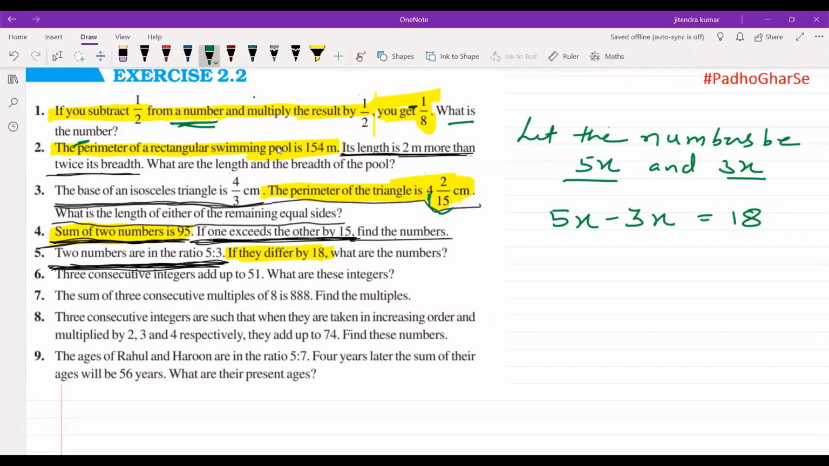Sir, x is equal to 9. x is equal to 9. Okay, so everyone got x is equal to 9.